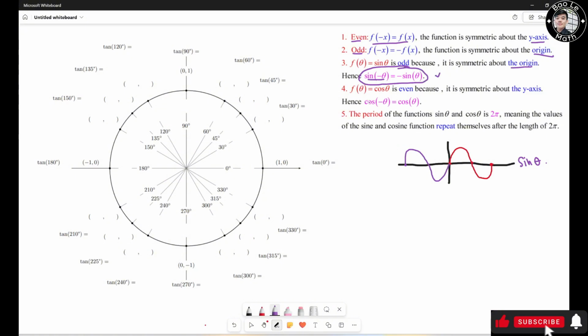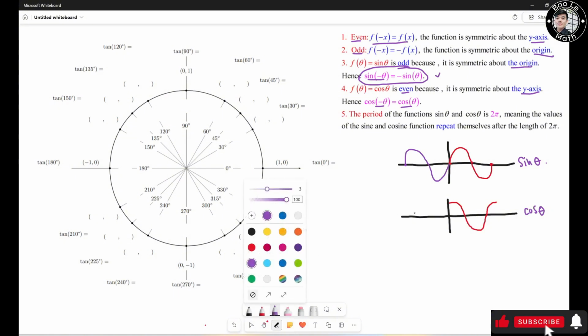Now the function cosine theta is even because it's symmetric about the y-axis. So the cosine of negative theta equals cosine theta. The cosine function looks like this. It always starts from the maximum, goes down to the midline, then down to the minimum, goes back to the midline, and goes up to the maximum. Now you reflect this one over the y-axis, so it looks like this.